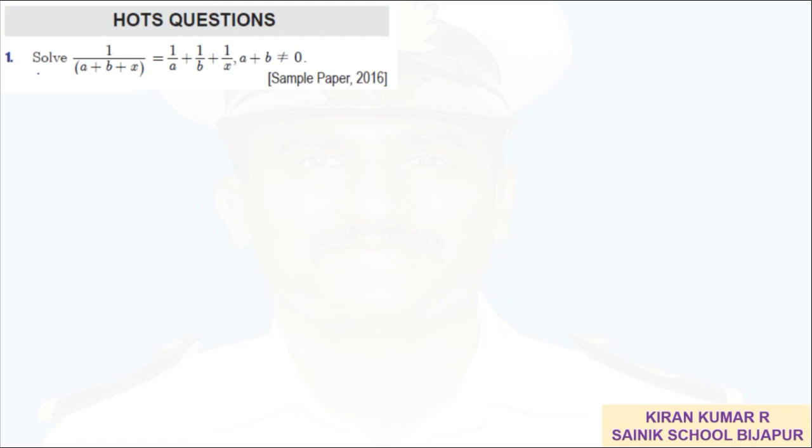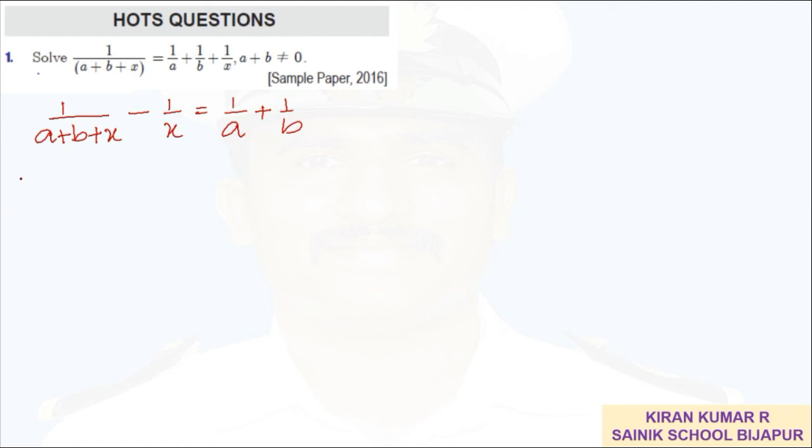First, we have a question to solve the equation. Let us solve this equation: 1 upon a plus b plus x equal to 1 by a plus 1 by b plus 1 by x. This x variable I will consider towards one side, so the given equation is written as 1 divided by a plus b plus x minus 1 by x equal to 1 upon a plus 1 upon b.